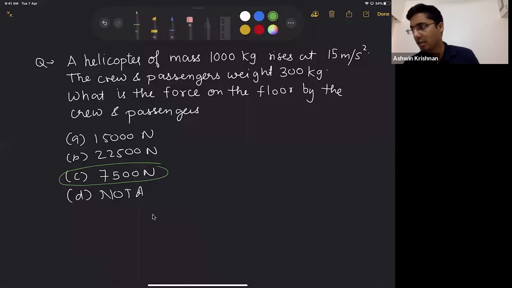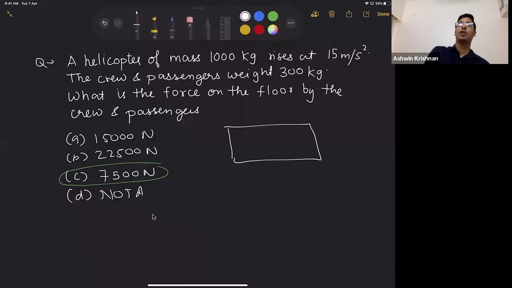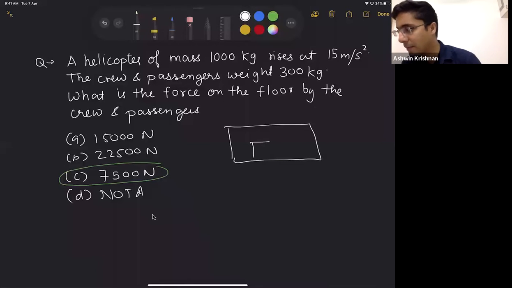How do we do this? So you basically have a helicopter. Helicopter is like a lift only, right? It just lifts things up. So there's no difference between a helicopter and a lift. It's exactly the same problem, just different wordings. So now very clearly you can see, let's say the crew and passengers are a body of mass 300 kg.